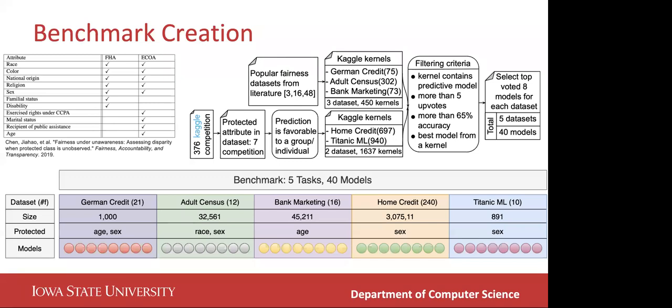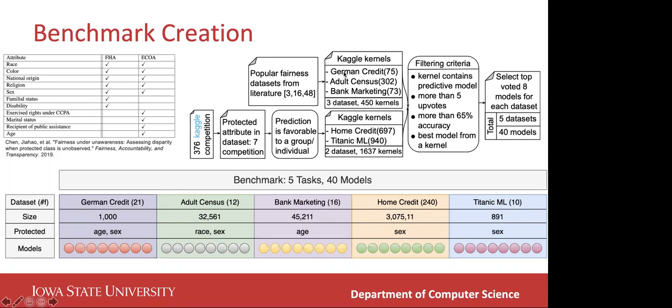Now when we are looking for models from Kaggle, not all of the tasks are appropriate for fairness studies. So we looked at previous work and data sets which have been used to measure fairness and do fairness studies. We have taken two different processes to collect models. First, we looked at the previous work, and we found the data sets which have been used.